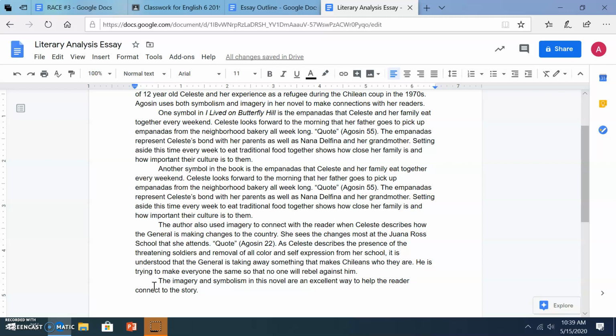Now, the last thing I need to do in my conclusion is make a real-world connection. I've kind of been making the real-world connection the whole way through by talking about how imagery and symbolism help readers connect to the story. But here I'm just going to explain kind of how that happens.